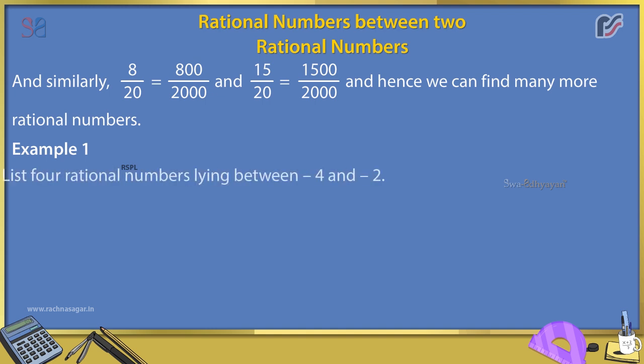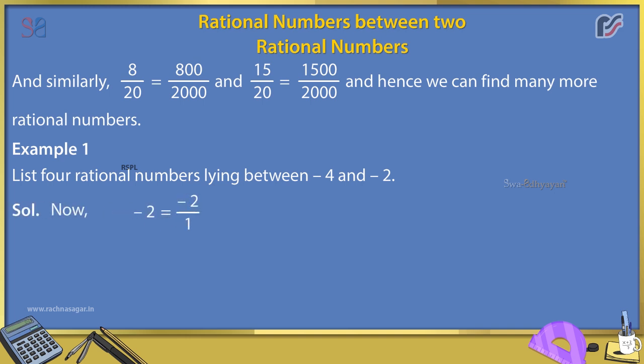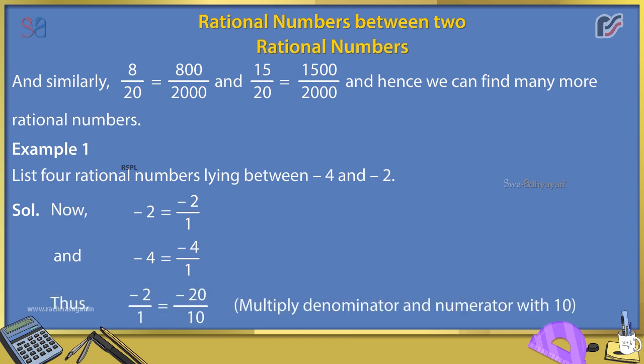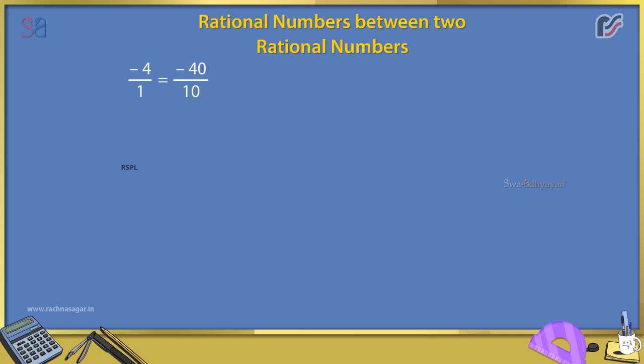Example 1. List 4 rational numbers lying between minus 4 and minus 2. Solution. Now, minus 2 is equal to minus 2 by 1. And minus 4 is equal to minus 4 by 1. Thus, minus 2 by 1 is equal to minus 20 by 10, multiplying denominator and numerator with 10. Minus 4 by 1 is equal to minus 40 by 10.